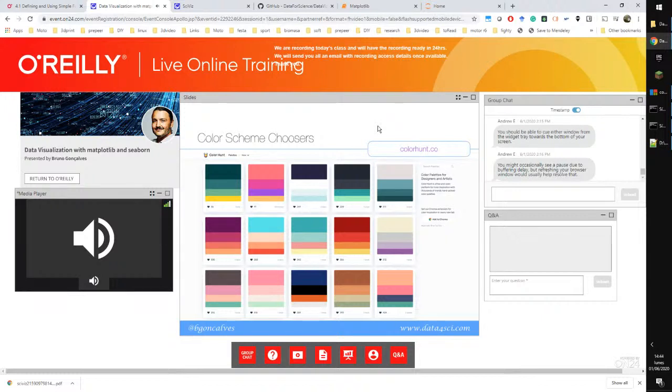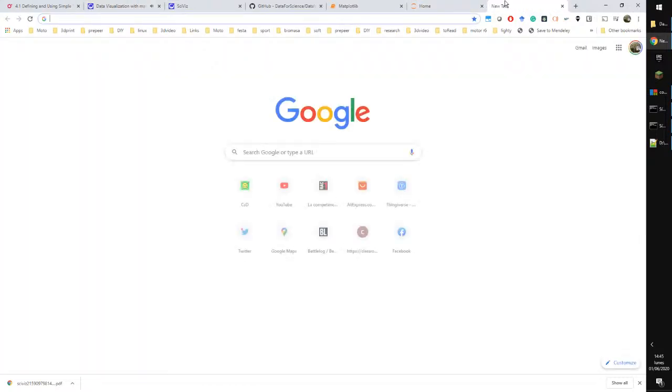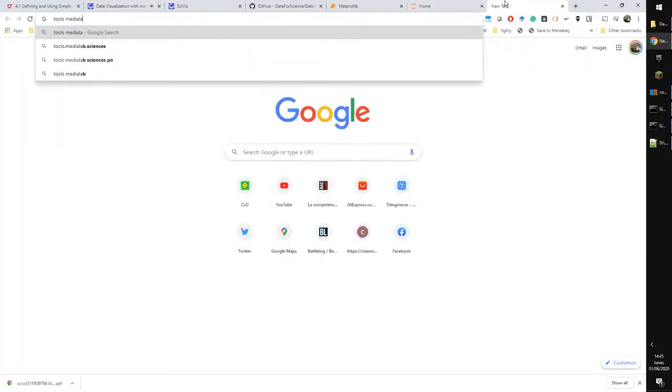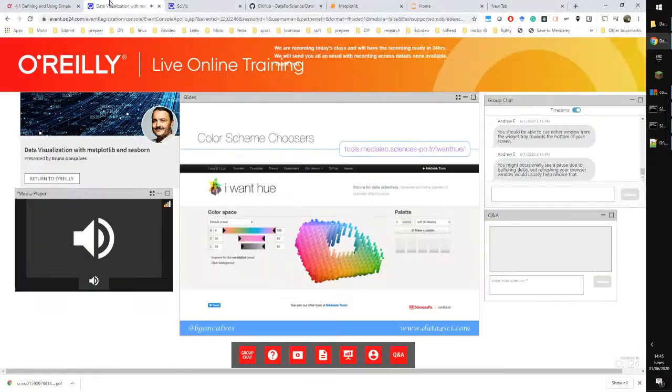You also have I Want Hue that makes it especially easy to pick colors under certain constraints. So you can see colors that are specifically designed to be easily perceived by colorblind people, to be specifically easy to distinguish from a dark background and so on. So you can impose any constraints, and that kind of limits the choice of colors you have, and then you can select the colors you want to create your own palette.